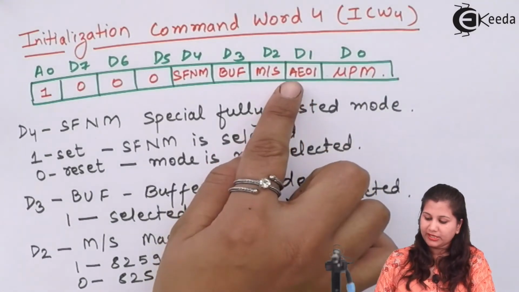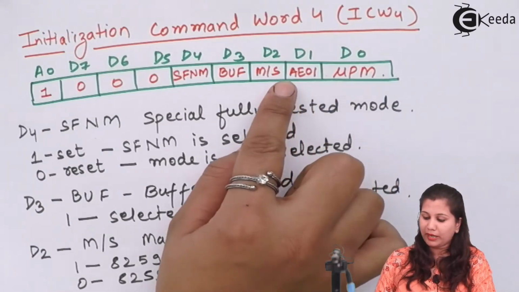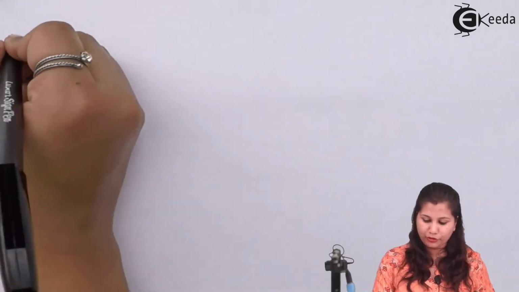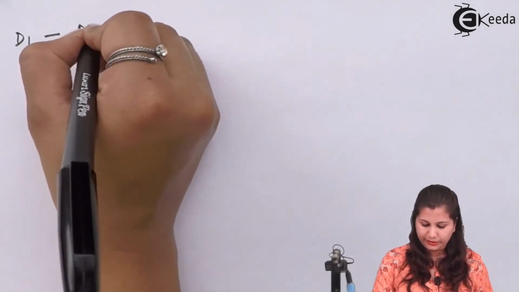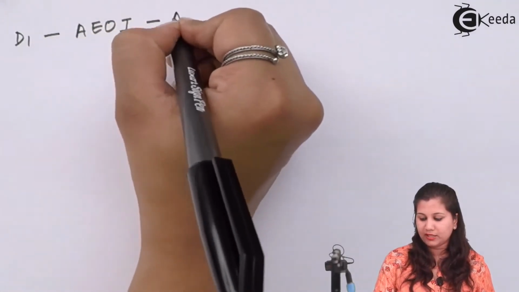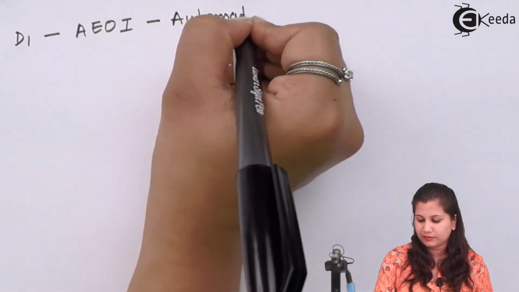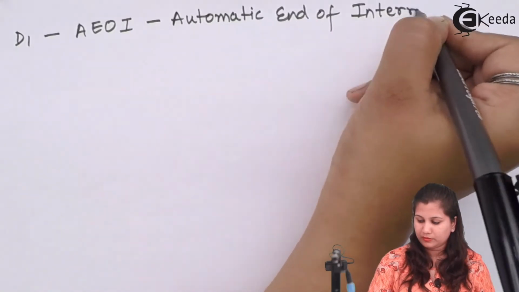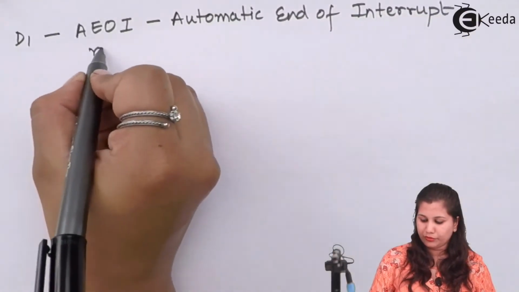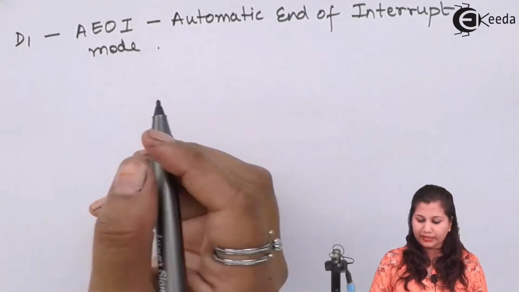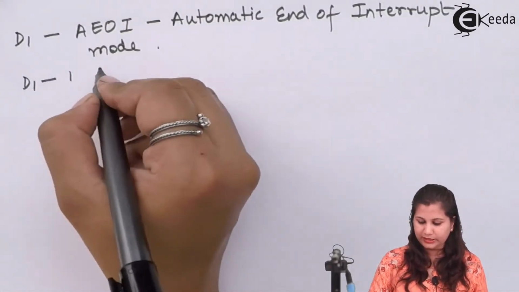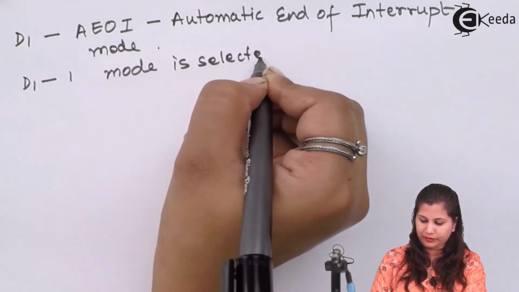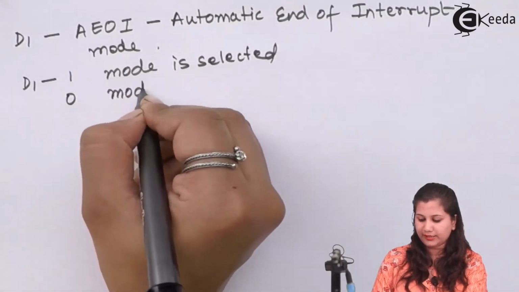Then we have D1, which is AEOI. It means automatic end of interrupt mode. This is also one of the modes of operation of the 8259. AEOI, which is automatic end of interrupt mode. Okay, so again, when this D1 bit is 1, then this mode is selected. If it is 0, then the mode is not selected.